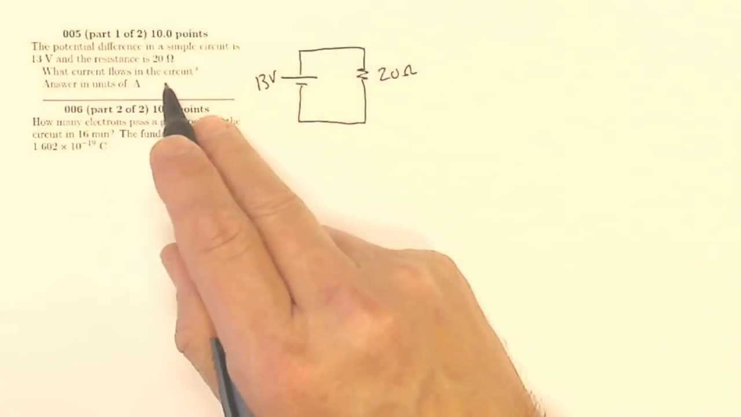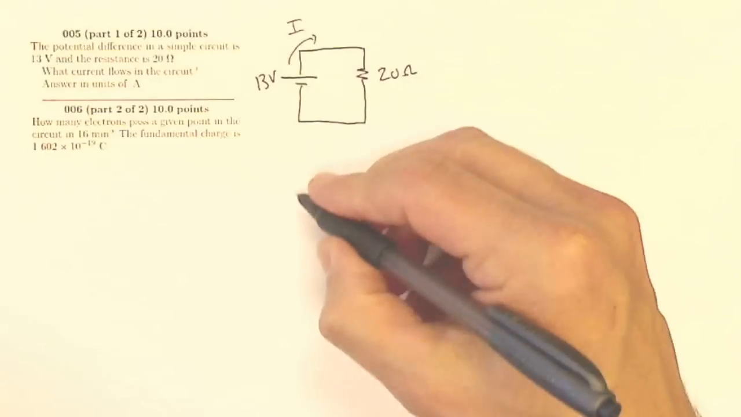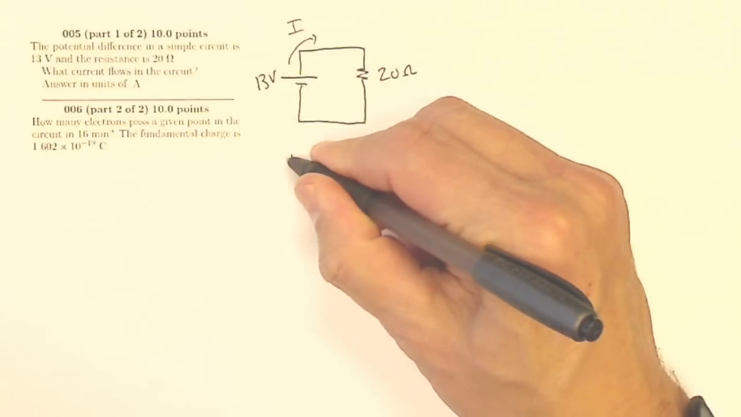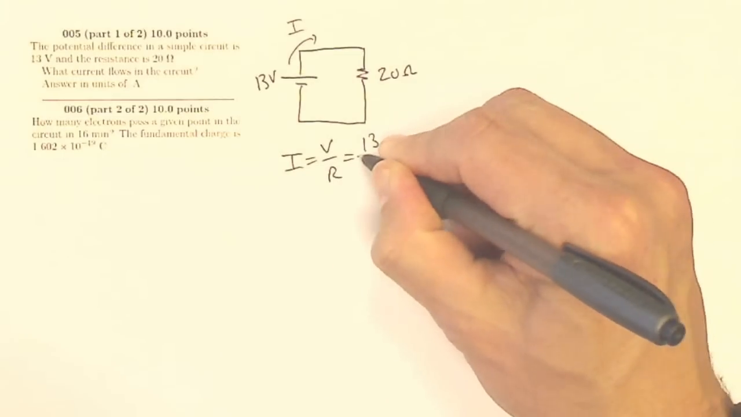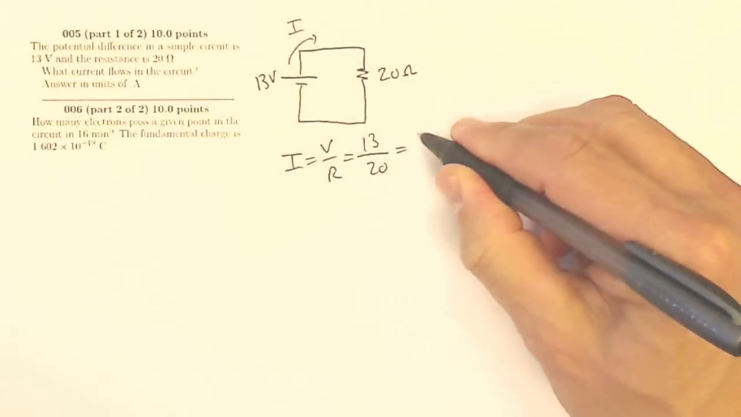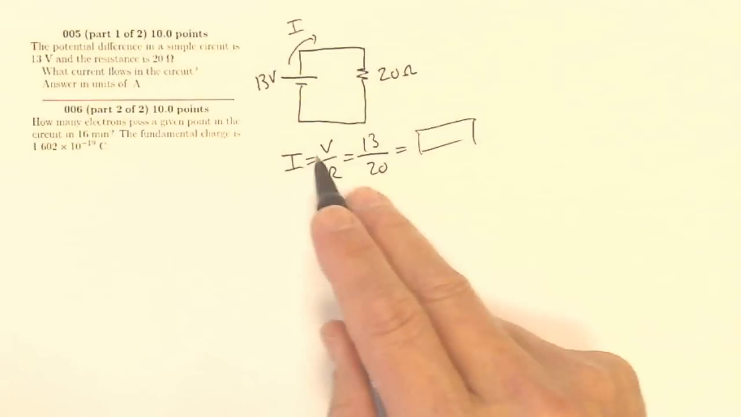What current flows through the circuit? So I'm looking for the current that is flowing through the circuit, leaving the battery, going through the resistance. And so I know that I is V over R, so that's going to be 13 volts divided by 20 ohms is going to give me my current. And so that's question number 5, and that'll be my current in amps.